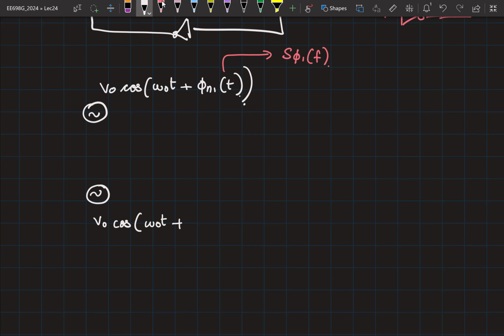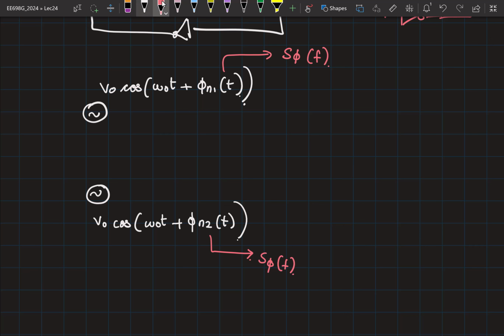But because in time domain they are totally random, I can't write phi n 1 of t. If I write that, it means for a given time instant, the phase noise in both the oscillators are the same. So I can't do that. So I'll write phi n2 of t. Now, if phi n1 of t had a PSD S phi 1 of f, what comment can you make about this PSD? It will be the same. So let me simply call it S phi of f. This will also be S phi of f.